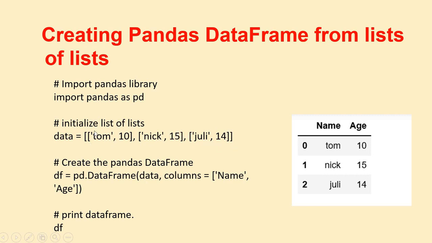Then there are three lists: Tom 10, Nick 15, Julie 14. See, this is the output. You have to create the pandas DataFrame. df is equal to pd.DataFrame. D and F are capital. Then data, comma, columns. Column names or the header are given in this square bracket: Name, comma, Age. And then you have to get it printed. Print df. So this is the output for creating a DataFrame from list of lists.